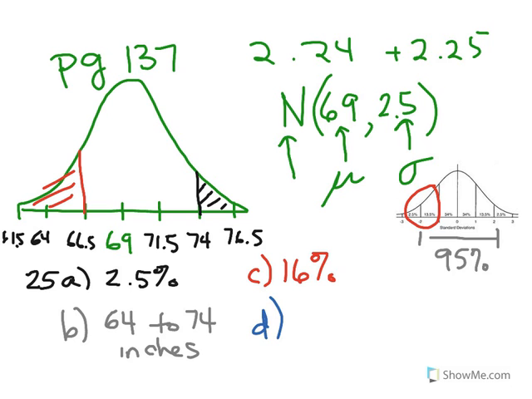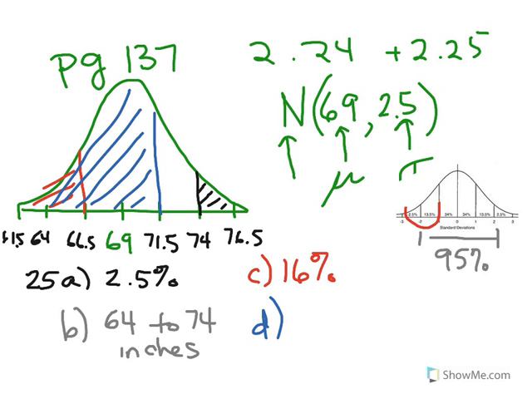Last but not least, D says a height of 71.5 inches corresponds to what percentile of all adult American male heights? Well, 71.5 is here. And so basically what I want to know is what is the area below 71.5? That's going to be our percentile. So we would have to add together a few different pieces.